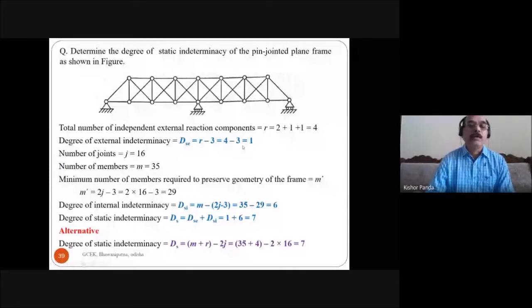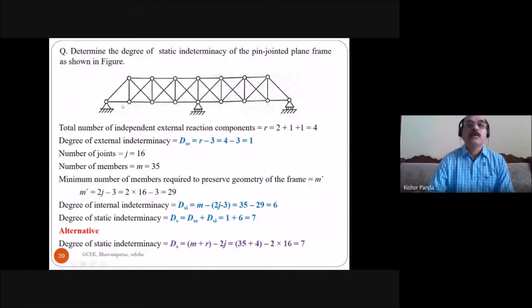Then find out the internal indeterminacy. For internal indeterminacy, you have to count the number of joints and number of members. First you count the number of joints. How many joints are in this figure? 1, 2, 3, 4, 5, 6, 7, 8, 9, 10, 11, 12, 13, 14, 15, 16. The number of joints is equal to 16. Then count the number of members. How many members here? The total number of members is equal to 35.